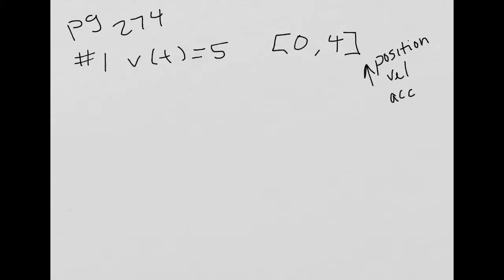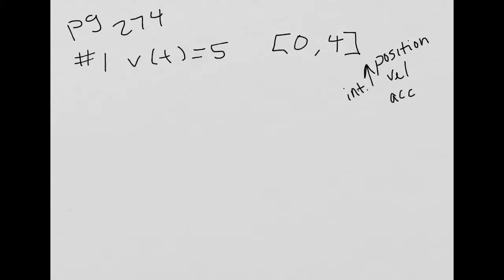v of t equals 5 for time t greater than 0. Where's the particle at t equals 4? So I want to know how far did the particle go from the start to 4. And so I'm looking for distance, which would be position. So remember, your hierarchy is position, velocity, acceleration. So I need to move up, which means I need to integrate, which at this point means find the area under the curve.